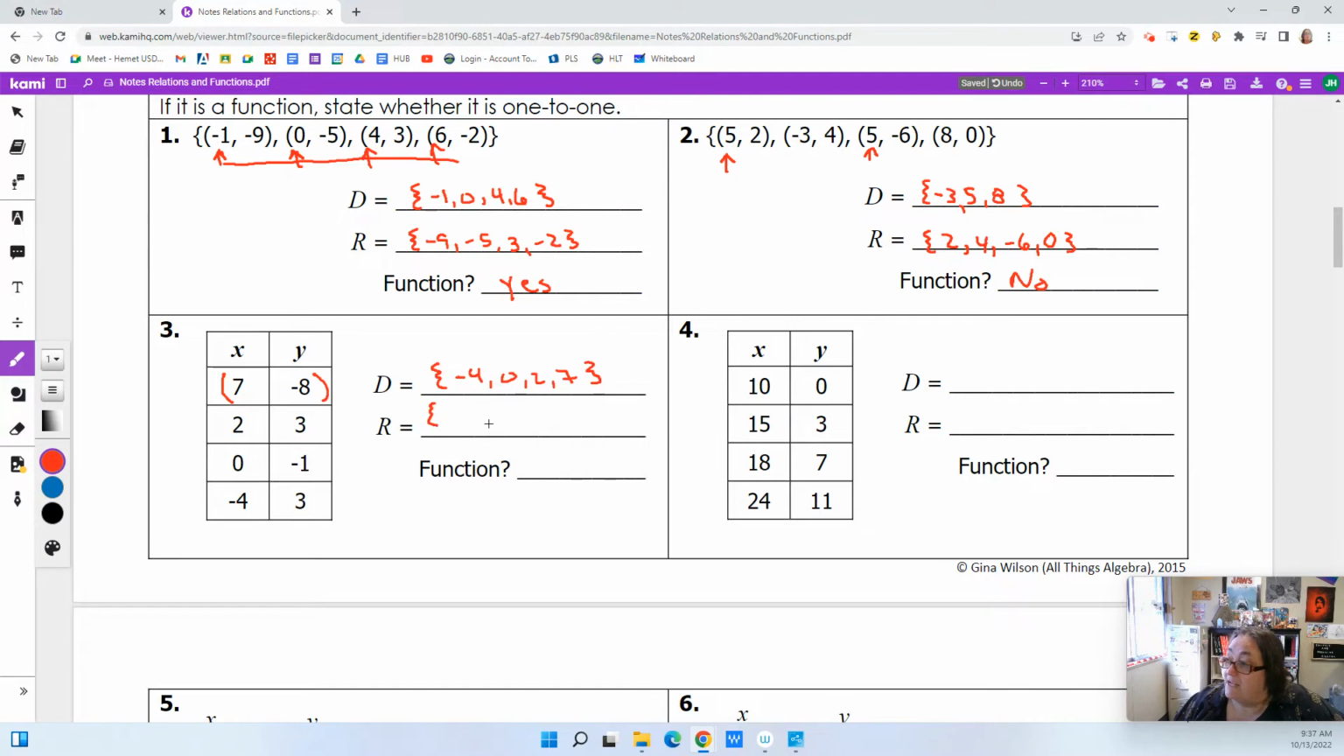So I'm going to go -8, -1, 3, 3. Now, let me make that more legible. Do I write both 3s? I really don't need to. -8, -1, 3 would be sufficient to write for my set.